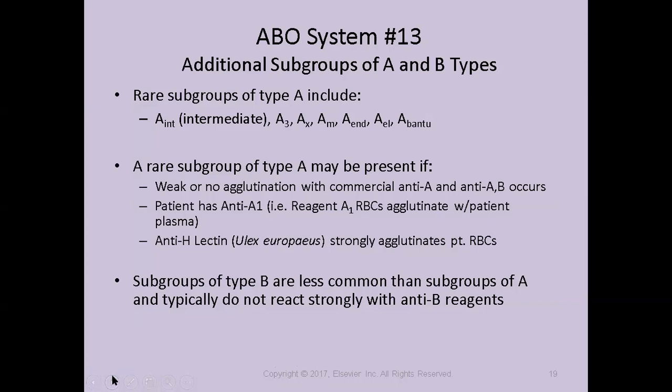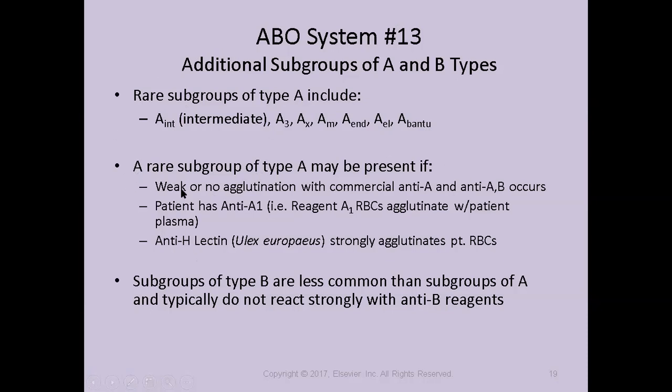Okay, so beyond A1 and A2, there are some very rare subgroups of type A, and we're going to mention them briefly here. They usually write them as a subscript in the bottom here. So there's A intermediate, A3, AX, AM, AN, AL, A Bantu. And they don't come up very often, but we want to suspect that a patient may have a rare subgroup of type A if a couple of things are happening.